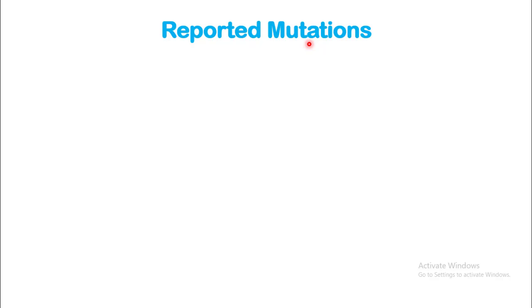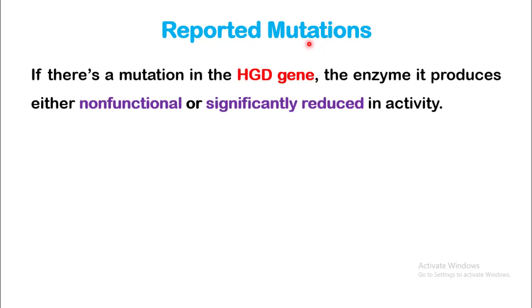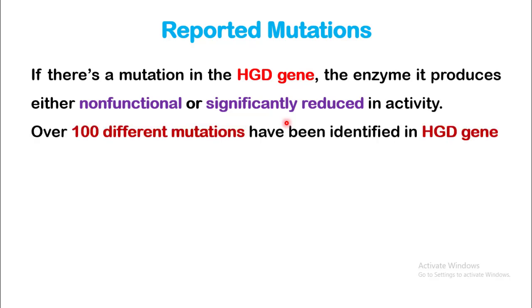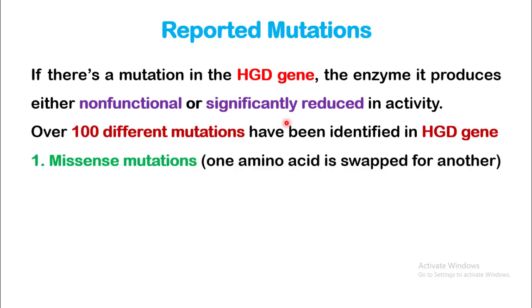Let us talk about some of the reported mutations in this gene. If there is a mutation in the HGD gene, the enzyme that it produces could be either non-functional, as you will see in the examples, or have a significantly reduced activity. Over 100 different mutations have so far been identified in the HGD gene that are responsible for alkaptonuria. So let us look at some of the examples.